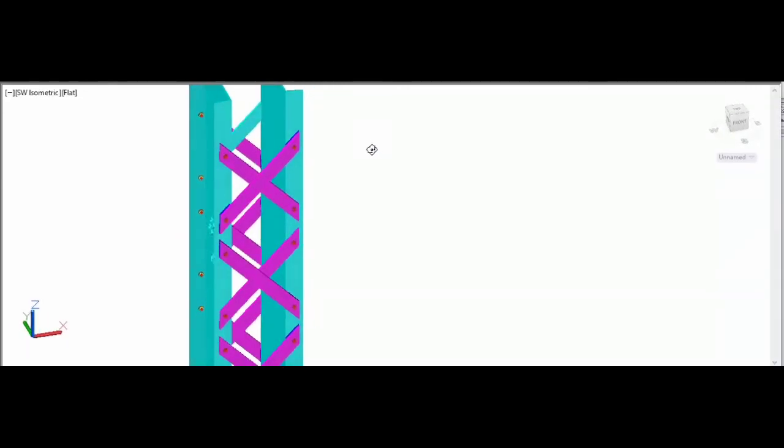Now let us go into the channel section once again, where you have channel sections placed back to back, and joined together by a double lacing system with bolts, either with the bolts or the weldings at the ends. It is left to the discretion of the designer.